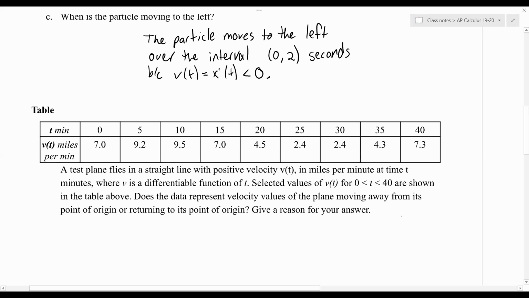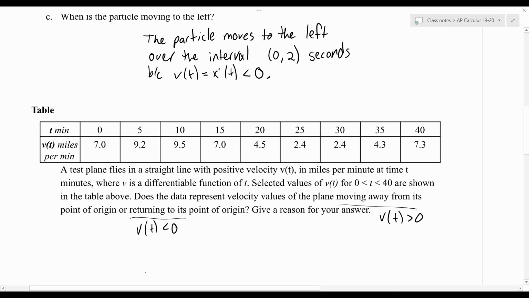Give a reason for your answer. So we want to say, is it moving away or is it returning? Moving away is the same thing as going farther from its origin. So that means the velocity must be positive. If it's returning, then the velocity must be negative.